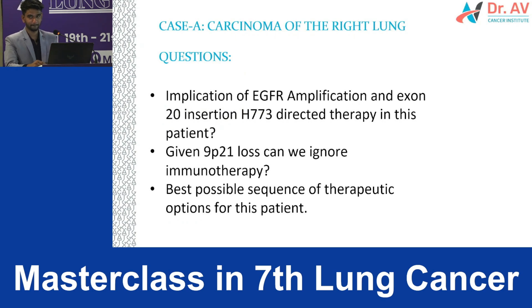If you see the CDKN2A loss and MTAP loss, which talks about the 9p21 loss here, we think that this seems to be a very cold macro environment, and here the use of immunotherapy may not be very useful. So rather than choosing immunotherapy, the better choice would be just using amivantamab and chemotherapy for that matter. But what are the implications of EGFR amplification when you are using amivantamab, which we do not know much about? So I'm quoting a paper which I came across.